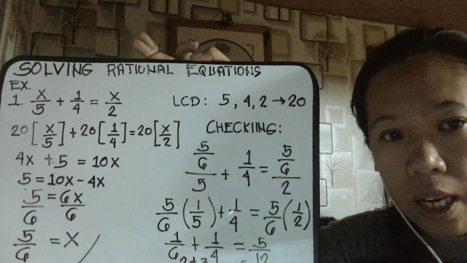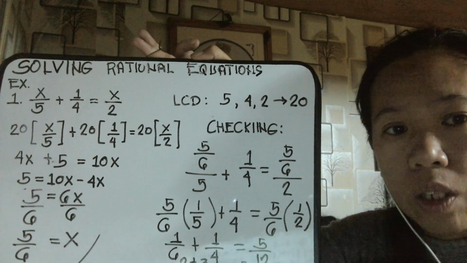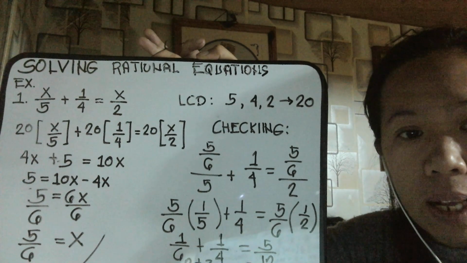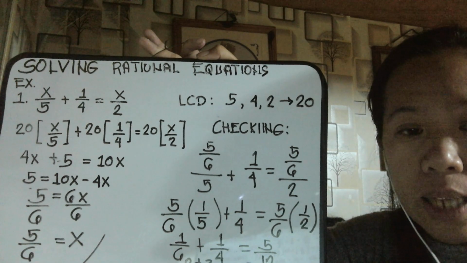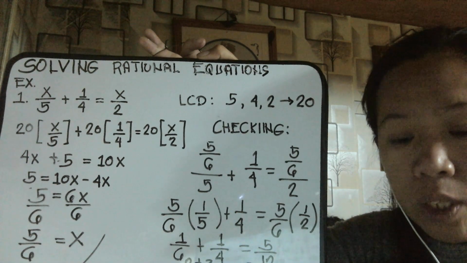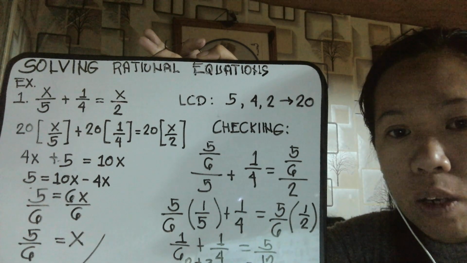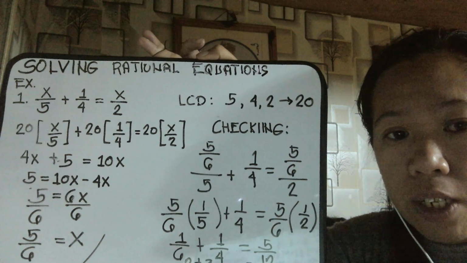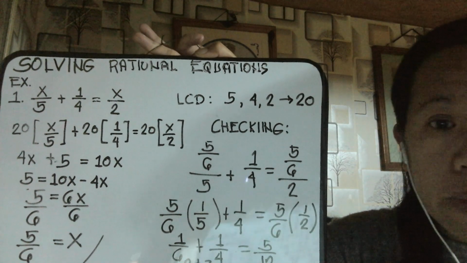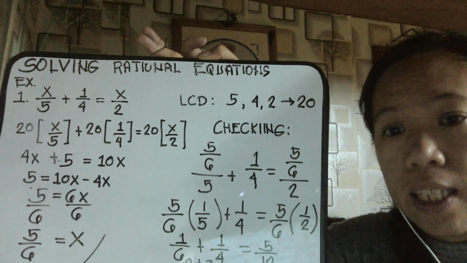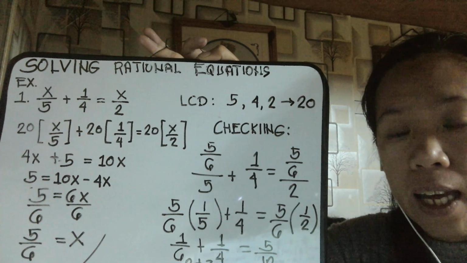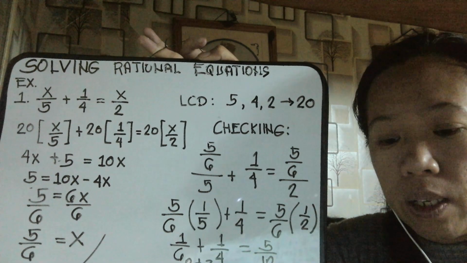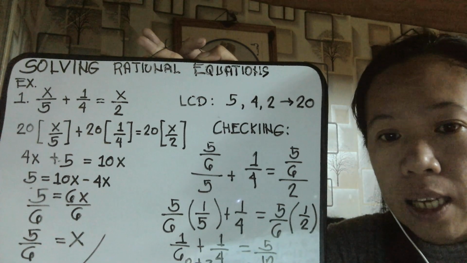So our lesson today is on solving rational equations. When we say solving rational equations, our objective is to find the values of x that would satisfy the given equation. So basically, we are going to follow two basic steps in solving a rational equation. The first step is for us to eliminate the denominator by finding the LCD and then solving for x. And lastly, we check whether the value of x that we got is correct.